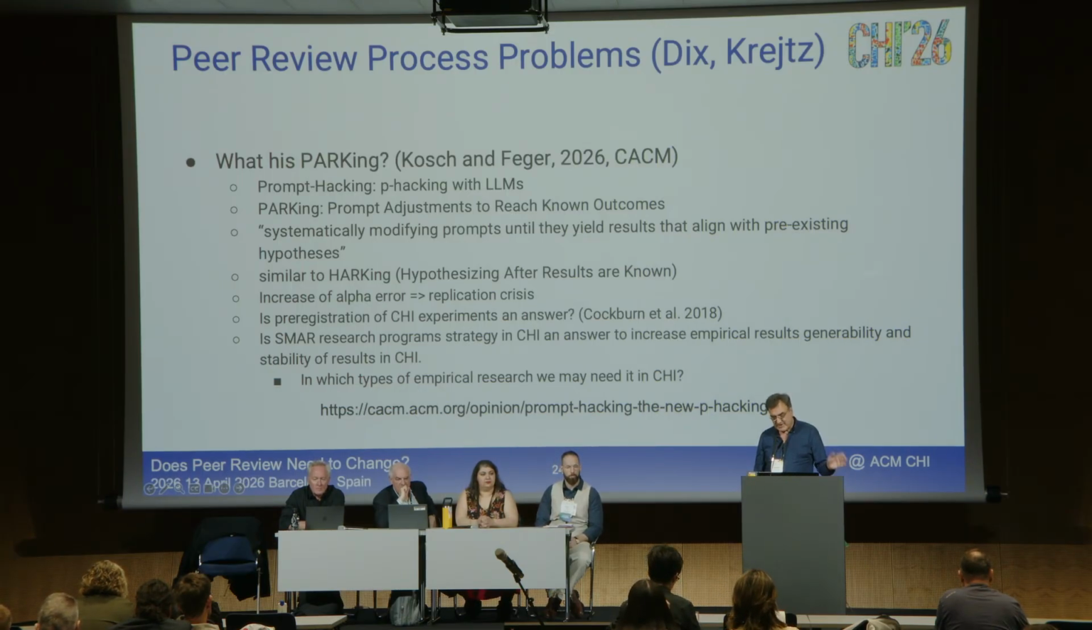Pre-registration might help by separating confirmatory work from exploratory work and reducing this kind of hindsight bias. But pre-registration alone is not enough, because it does not by itself create cumulative and stable knowledge. This is why CHI could benefit from SMAR, small modifications and replications. A SMAR strategy replicates prior studies while changing one small theoretical meaning factor at a time.